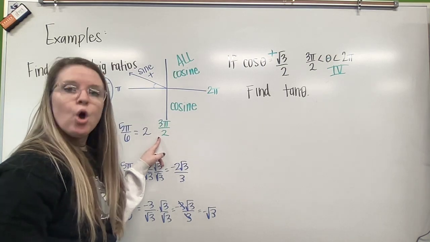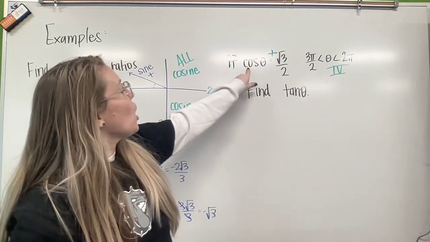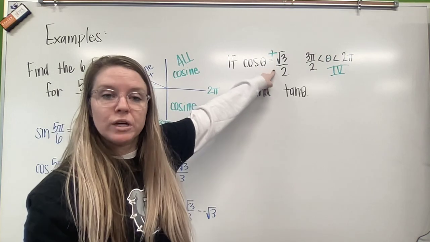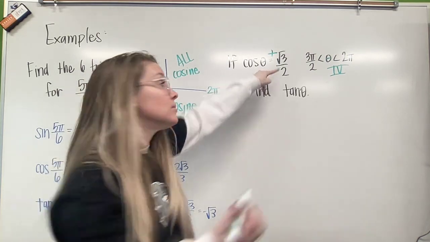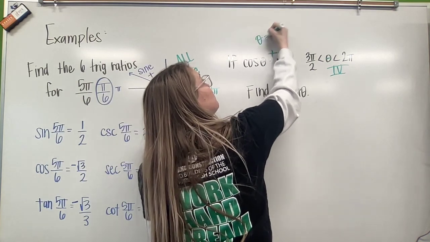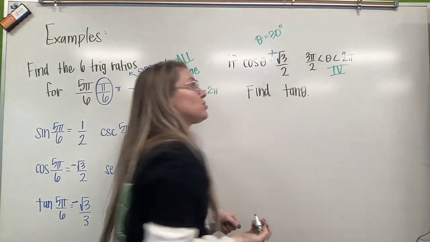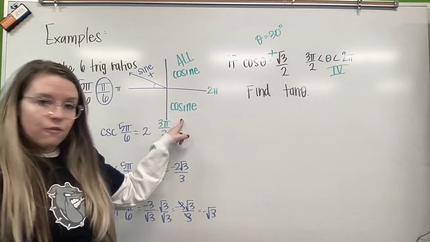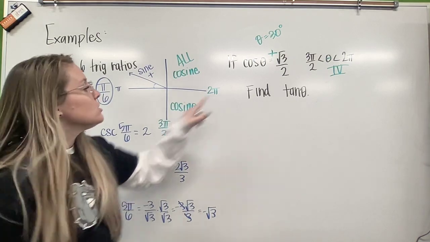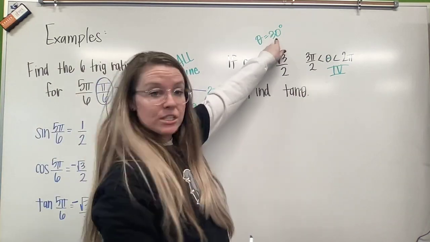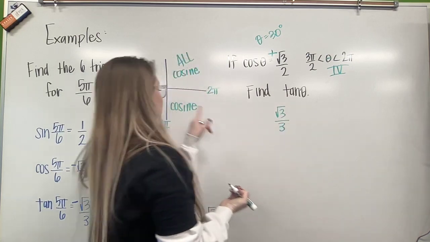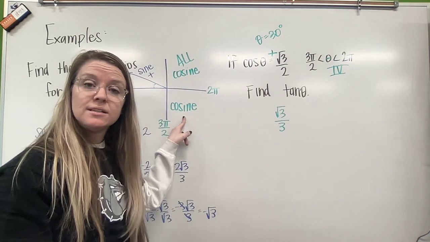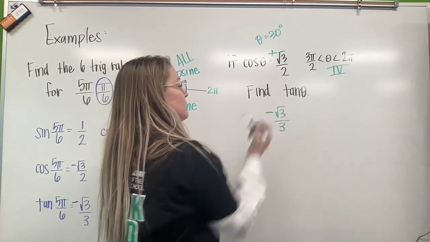All right. What angle makes cosine equal root 3 over 2? That's a 30-degree angle. Okay? So this is telling me my reference angle is 30 degrees in the fourth quadrant. So the tangent of 30 degrees is root 3 over 3. But because I'm in the fourth quadrant, tangent has to be negative.